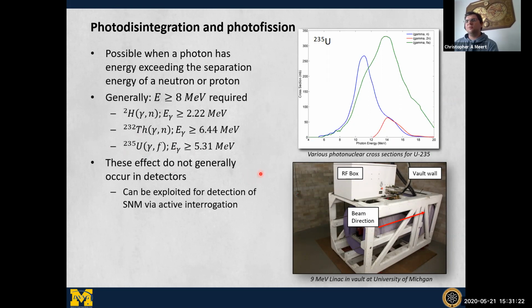These effects don't really occur in detectors, but they are very useful for active interrogation, which again, I'll be able to talk about in week 7. Some data here that might be of interest. I have some cross sections I pulled from ENDF.